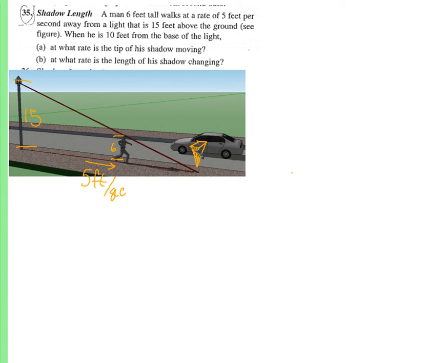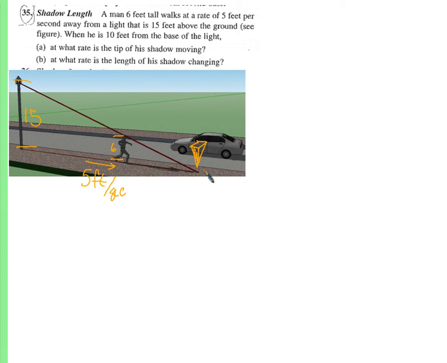So it wants to know at what rate is the tip of the shadow moving. So what they're really asking is, if this thing is following the tip of the shadow, how fast is this thing moving? And then also, at what rate is the length of the shadow changing? Is the shadow getting bigger or smaller? It's getting bigger. So we're gonna know two things.